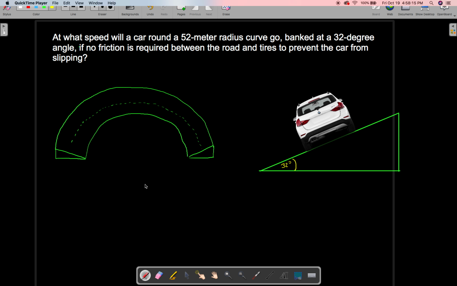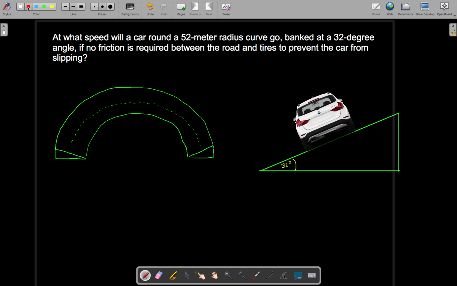We'll be talking about banked curves in this question. So we have a situation where they're asking for the speed of a car as it goes around a banked curve. So the question says, at what speed will the car round a 52-meter radius curve, banked at a 32-degree angle, if no friction is required between the road and the tires to prevent the car from slipping?